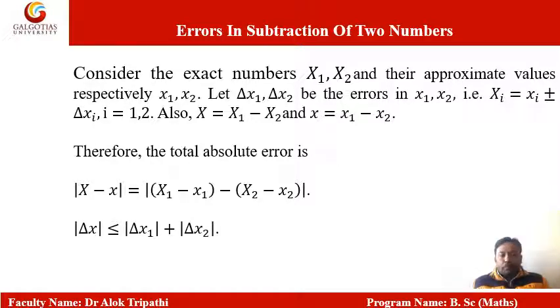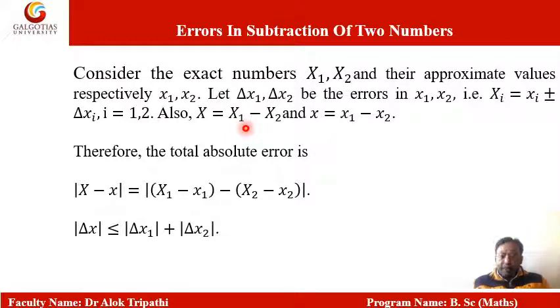Now what we want to calculate? We want to calculate the error in subtraction. So first we have calculated the exact value, capital X is equal to capital X1 minus capital X2, and small x is equal to small x1 minus small x2. So this is the approximate value of the subtraction, and capital X1 minus capital X2 is the exact value of the subtraction.